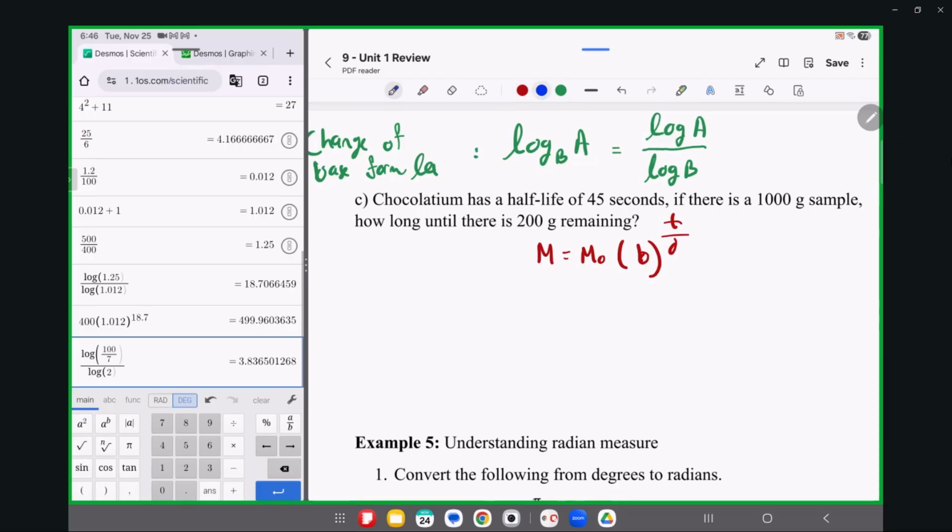And so writing down what we know, capital M, how much is there at the end? Well, there's going to be 200 grams of this left. M naught is the initial value. So how much is there to begin with? There's a 1,000-gram sample. It'll be 1,000. Our base is 0.5. T is our time. We don't know how long this is. The period is 45 seconds.